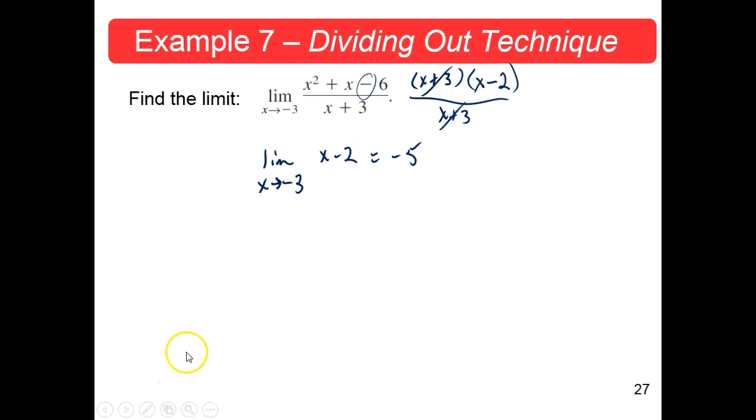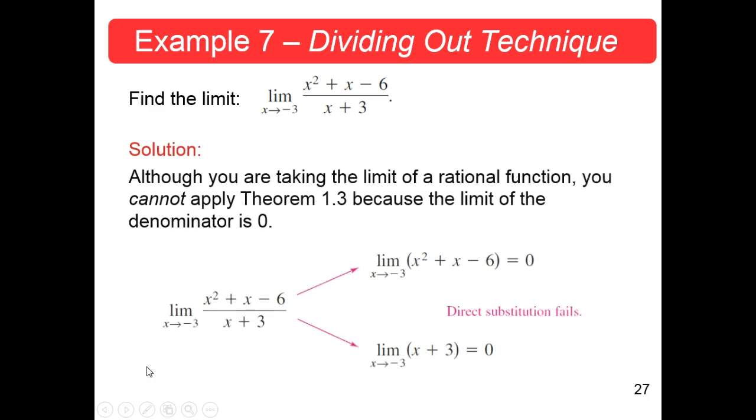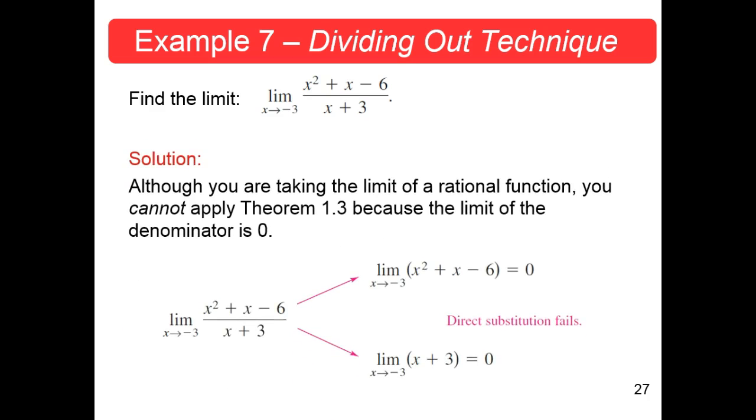Let me erase my mess, and we'll see how they did it. Probably pretty similar. Although you're taking the limit of a rational function, you cannot apply the plug-in, they say, because the limit of the denominator is 0. Well, so what? Plug it in anyway. You need to plug it in because if the numerator was 7 and the denominator is 0, right there, say stop. This does not have a limit. But if it's 0 over 0, then you proceed. So you still do plug it in, which they did. And they show you direct substitution fails, but it fails only in the indeterminate form 0 over 0.